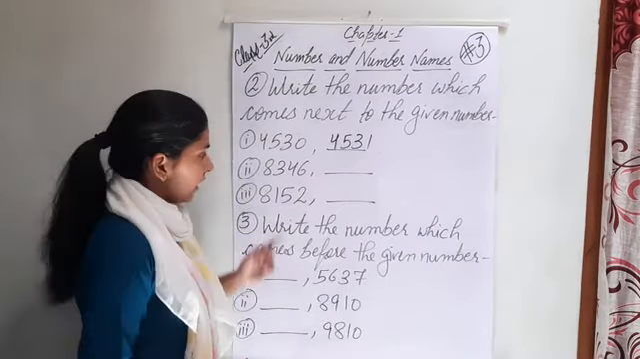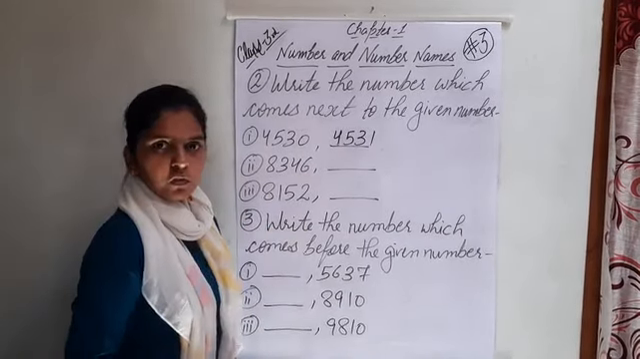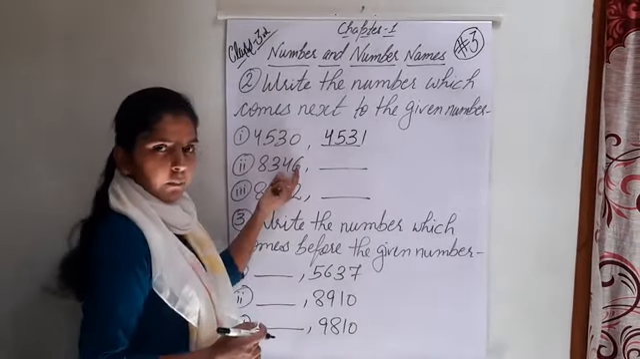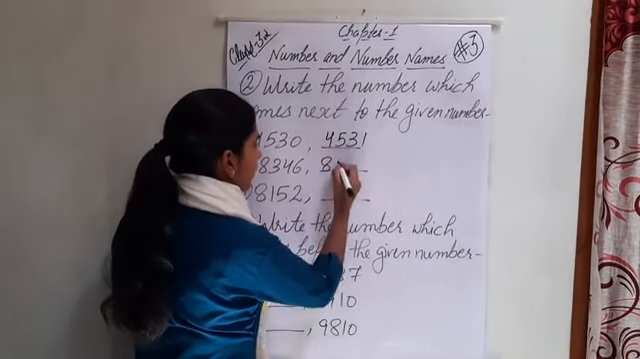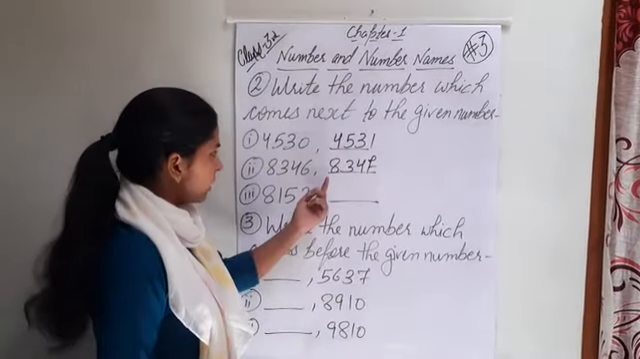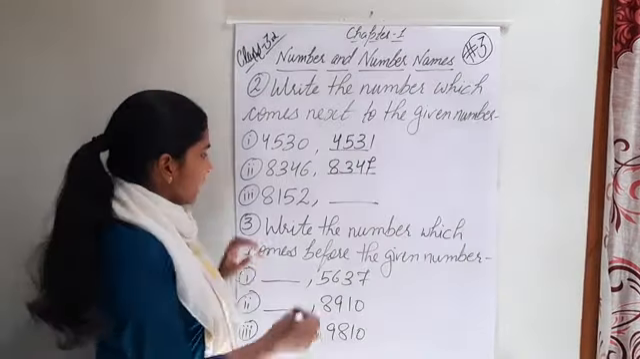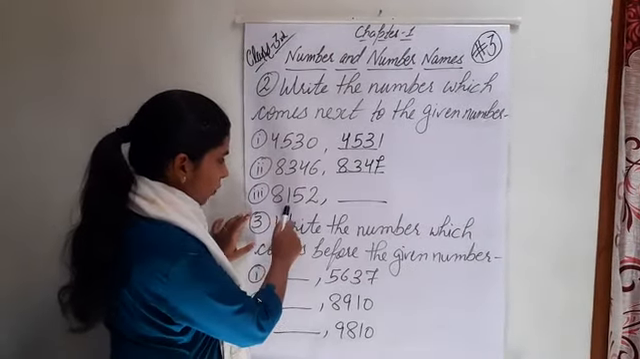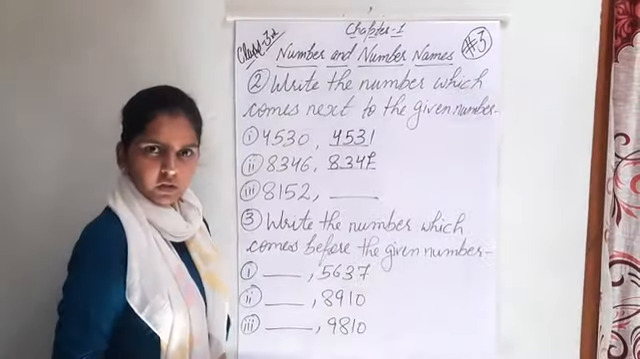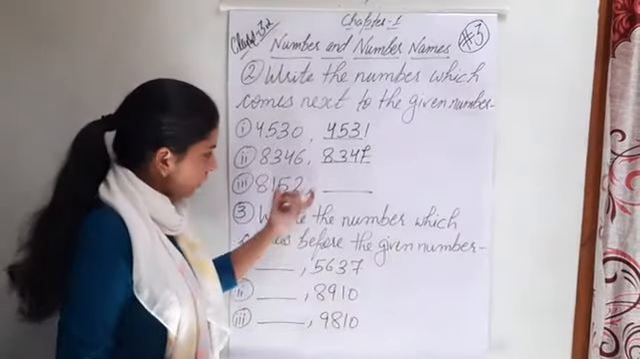8346. So which number will come next to that number? The number will be 8347. Okay, next number is 8152. This part you will solve. You will pause the video and write these questions and solve this part.